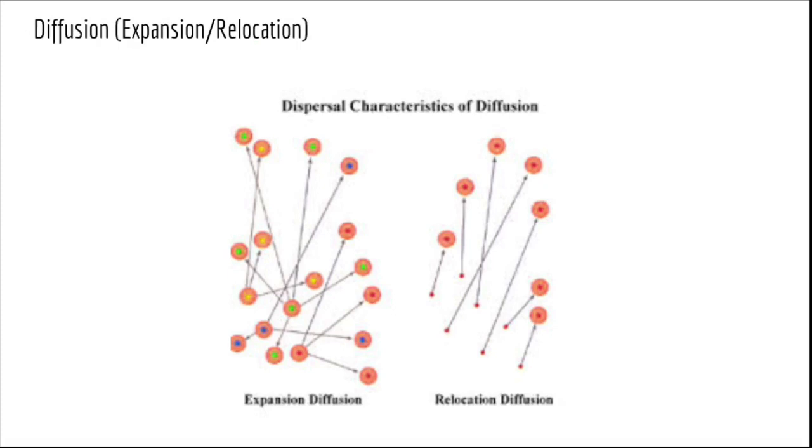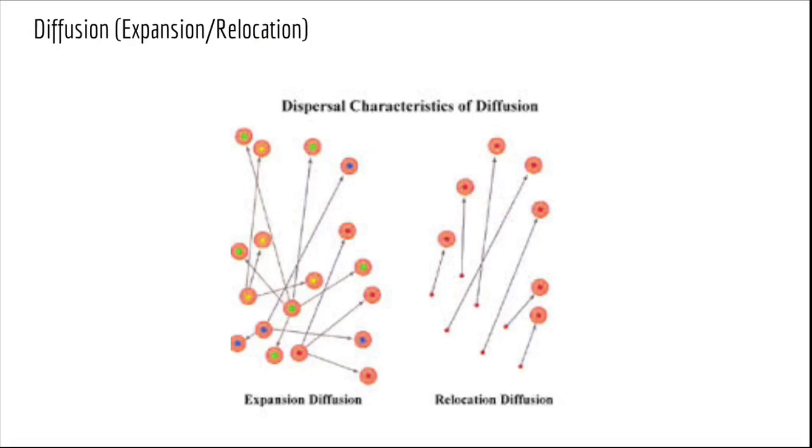Next is diffusion. There are many types of diffusion. Two of them we'll talk about here are expansion and relocation. Expansion is basically when the phenomenon originates in one area and remains strong there and then spreads outward. So it always has that central hub, or the hearth, as we'll learn later. So for example, sweet tea to iced tea is an example of expansion diffusion.